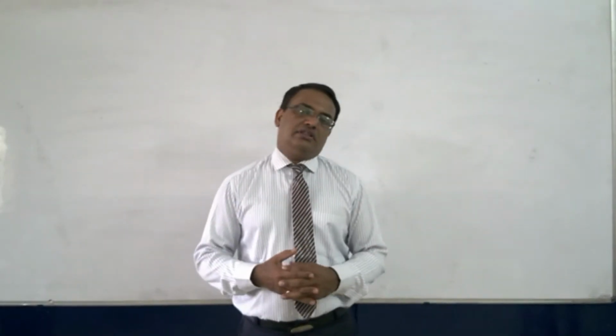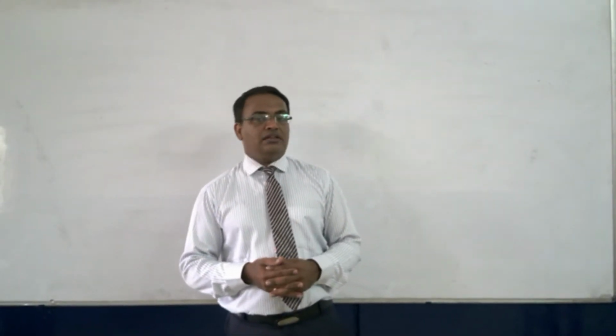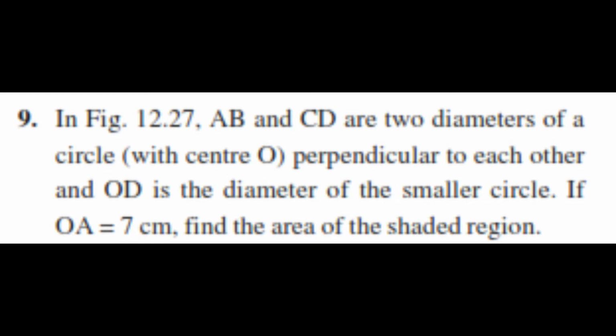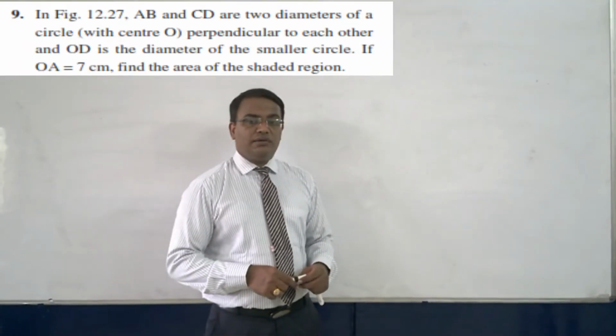Let's start with sum number 9, and the sum is: in figure, AB and CD are two diameters of a circle perpendicular to each other, and OD is the diameter of the smaller circle. If OA is equal to 7 centimeter, find the area of the shaded region. So let's calculate the sum.